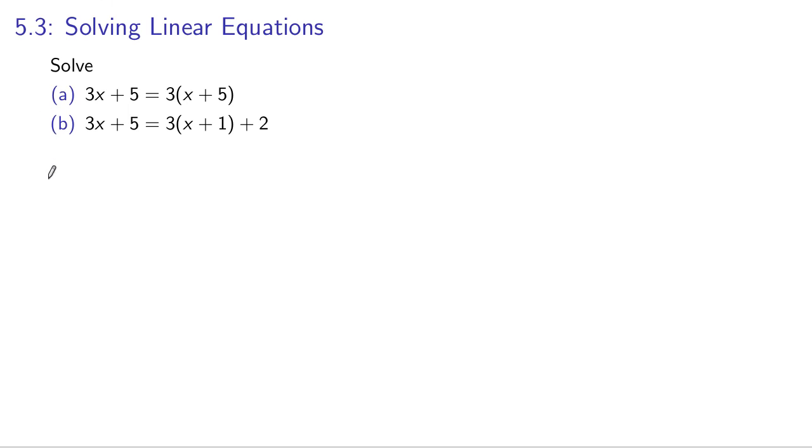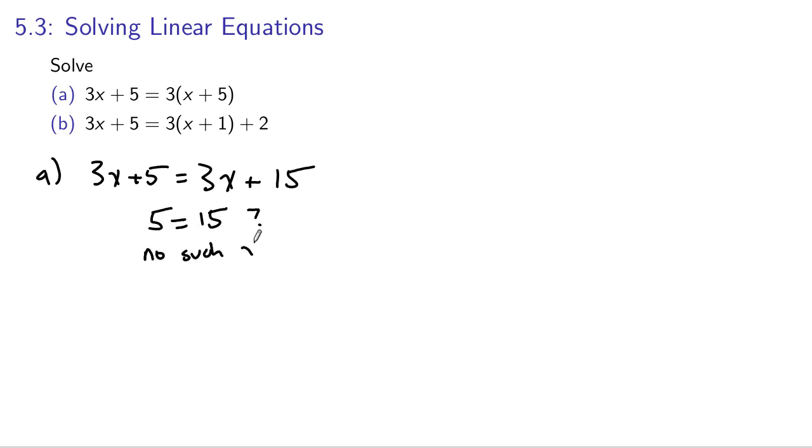Solving linear equations. Let's solve some algebraic equations here to show some of the other cases that might come up. Let's do A. 3x plus 5 equals 3 times x plus 5. Gives us 3x plus 3 times 5 is 15. If we subtract 3x from both sides, we're just left with 5 equals 15. Huh? So what this means is no such x. There's no value of x that makes this equation true. Nothing I put in will ever make 5 be 15. Okay, so there's no answer, no solution.